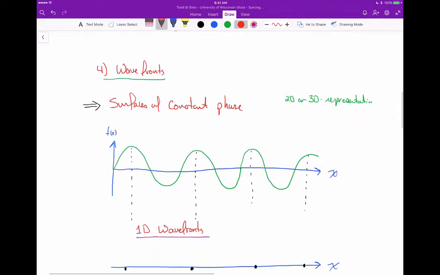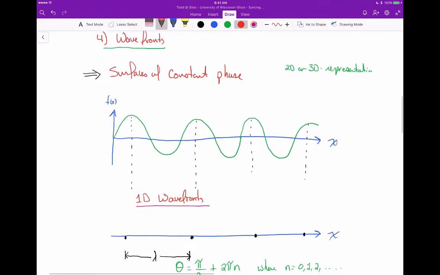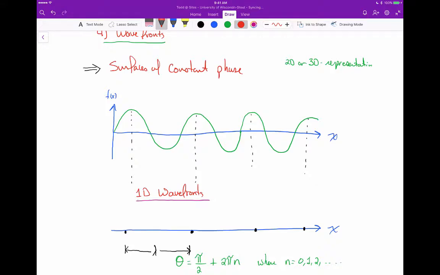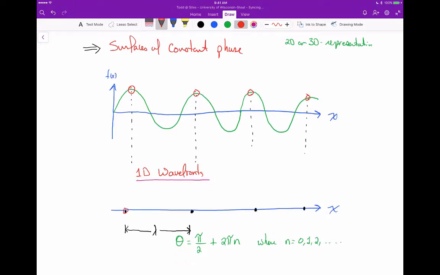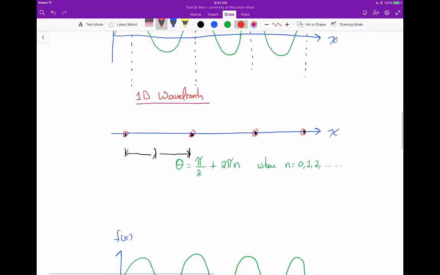Just to give you an example, what would wavefronts look like in 1D? Well, these would be points of constant phase. All of the points that have the same phase, in this case I've arbitrarily chosen the pi over 2 point, and so in our wavefront representation it would be a point wherever the phase is equal to pi over 2 in space. And if this was a traveling wave, these points would move along with the wave. The distance between the wavefronts is going to be the wavelength lambda. This isn't very useful, and so it makes more sense to talk about this in 2D or 3D.